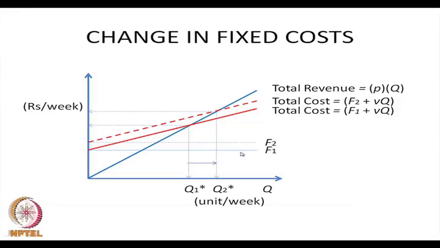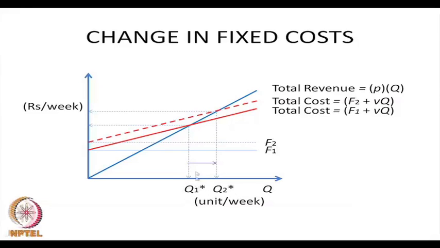Now, this is a case when we are showing if fixed cost changes, then how the break even point changes. We are assuming that the revenue curve remains the same, the variable cost remains the same, only the fixed cost changes from F1 to F2. So, when it was F1, then this was the break even point and this was the break even quantity to be produced, Q1 star.